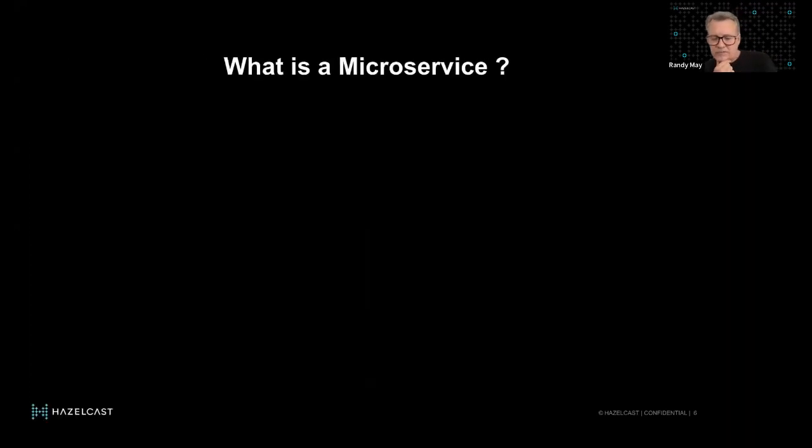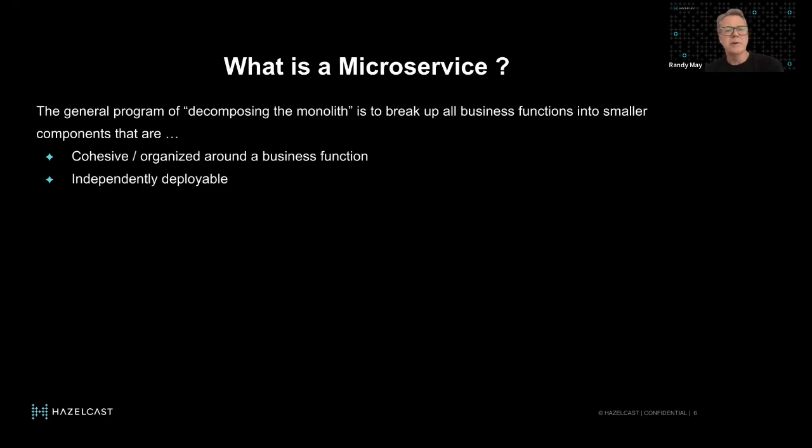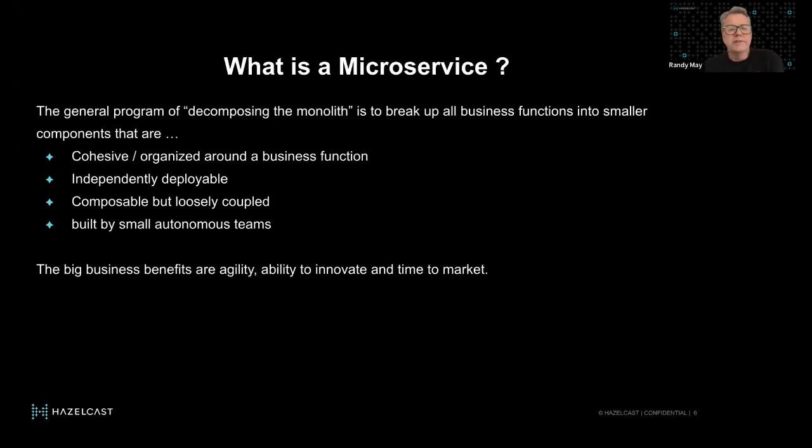All right. So now let's look at what is a microservice. Of course, everybody's going to have their own definition, but I think a least common denominator is something along these lines. As we're decomposing the monolith, we want to break the components up into cohesive business functions. We want them to be independently deployable, and we want them to be composable but loosely coupled. So, I want to be able to change the implementation of one service without breaking everything that calls it, right? And basically the whole goal of all of this is, I think, more than performance, agility.